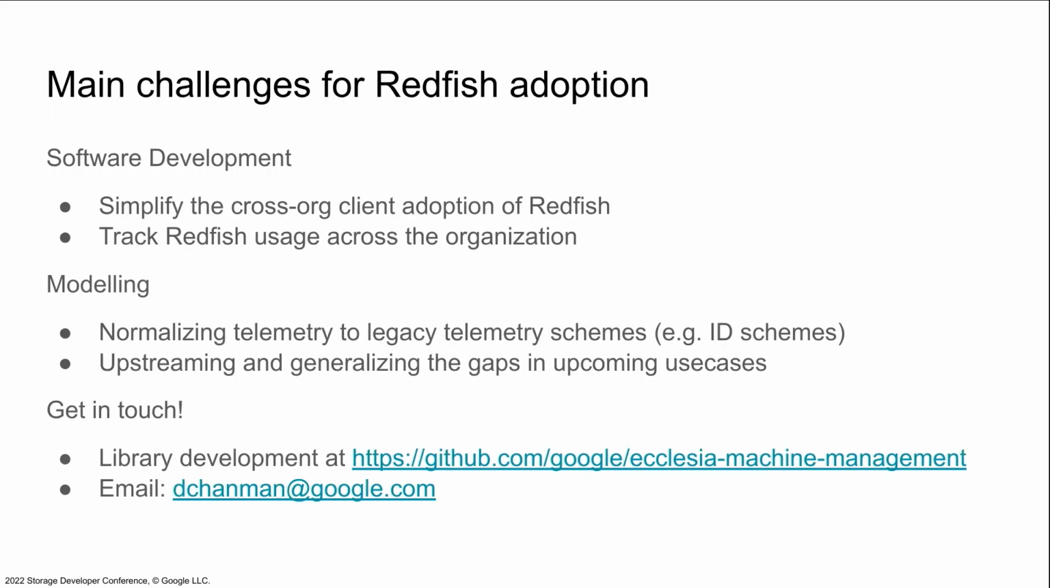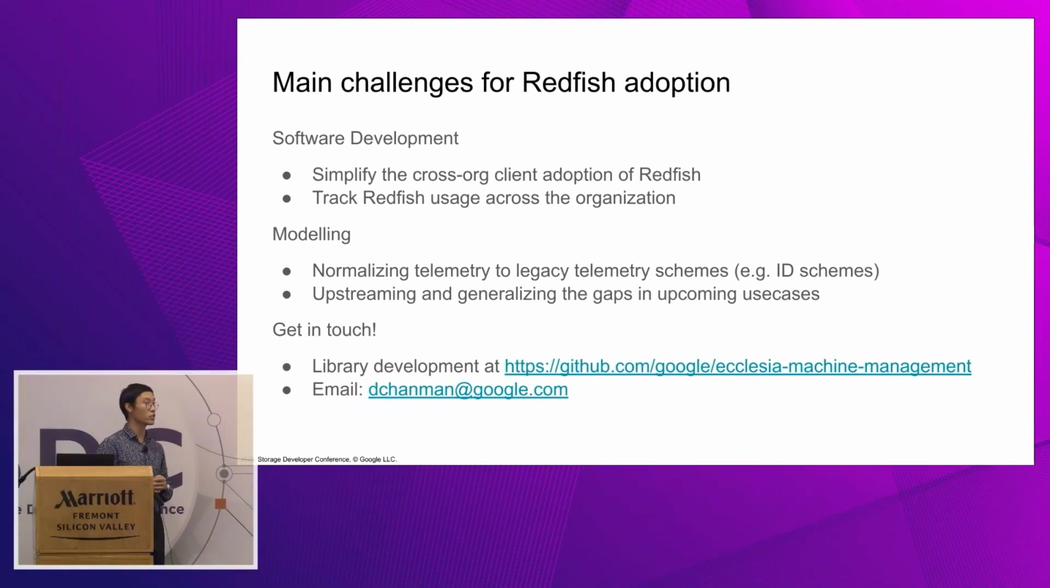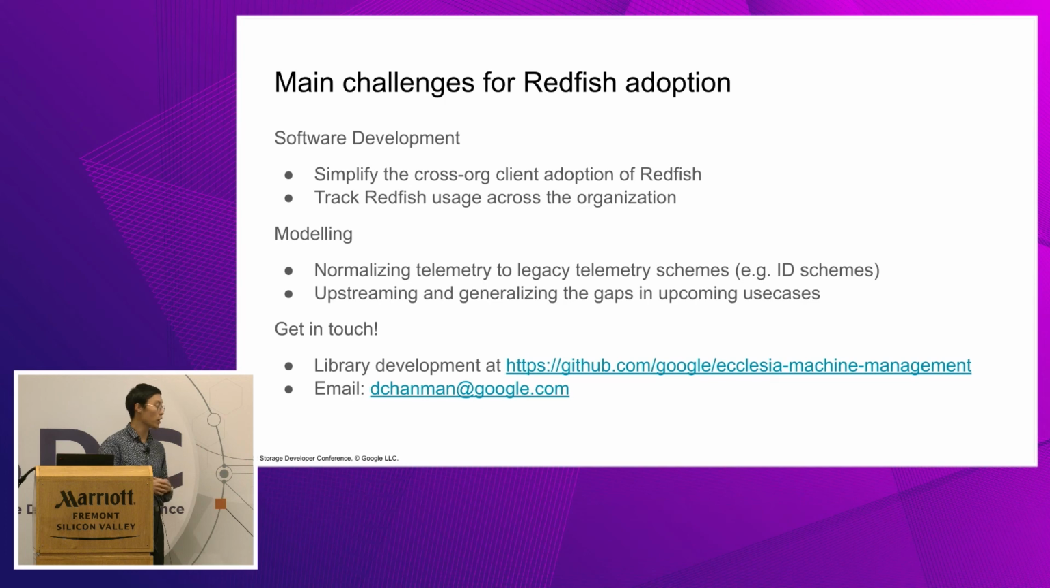So in summary, this is just summarizing everything we went through. There's a software development front where we want to create some higher level client development tools to simplify cross-organization client adoption of Redfish and to automate more of the Redfish tracking across the organization. And then there's the modeling front, which is our personal struggles with how do we normalize the Redfish telemetry with the legacy model, and how do we get ahead of any of the modeling gaps we need in Redfish.